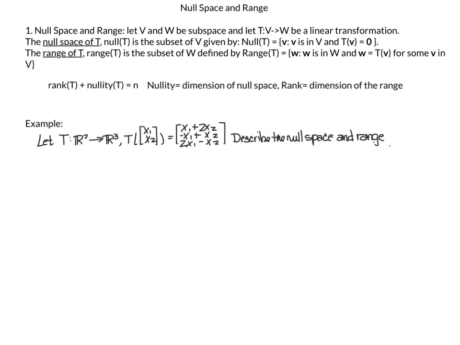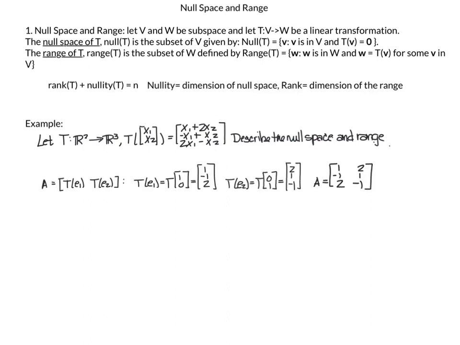For our next example, let's look at the transformation from R2 to R3. We are going to describe the null space and the range. We are going to start by finding the matrix representation of T. So we're going to take our first basis vector, which is (1, 0), and our second basis vector, (0, 1), and plug them into our transformation.